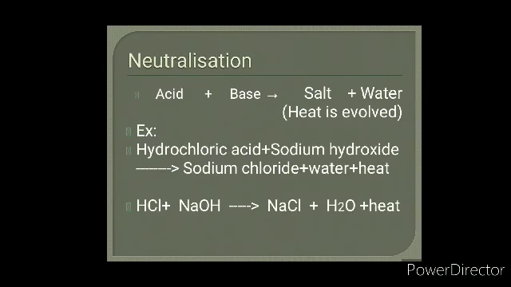For example, hydrochloric acid is an acid. When it mixes with sodium hydroxide, it will form sodium chloride. Sodium chloride is a salt, and water and heat are also produced. So hydrochloric acid is an acid, sodium hydroxide is a base. When they mix with each other, they form sodium chloride, which is a salt, and water is also produced with heat.